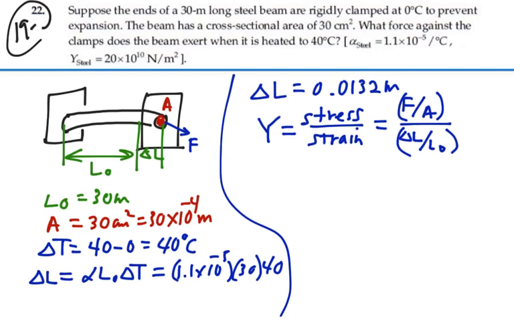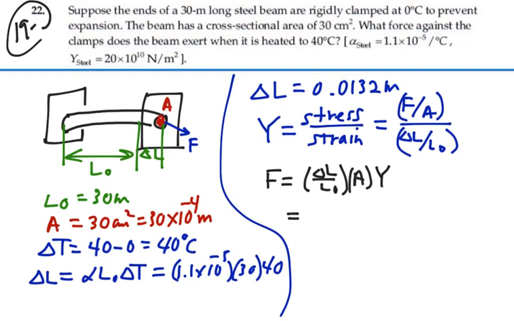We can use this to solve for the force that is acting in a tensile direction, or along the length of the beam. So multiplying both sides by the strain and multiplying both sides by the area, we would get that the force is equal to the strain, change in length over original length, times the area, times Young's modulus.